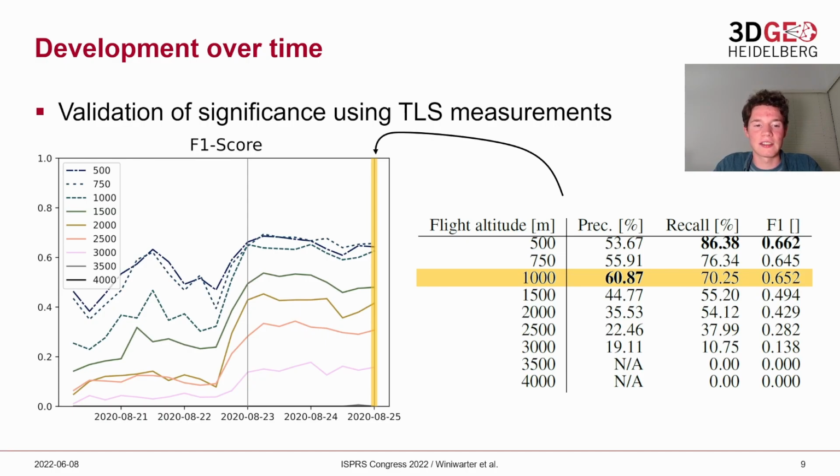And you see here that after a certain point in time, here it's the 23rd of August, three altitudes all perform the same, with an F1 score of around 0.65. So you can pick the highest one of these here, let's say 1,000 meters, because it does not perform significantly worse than the other two.